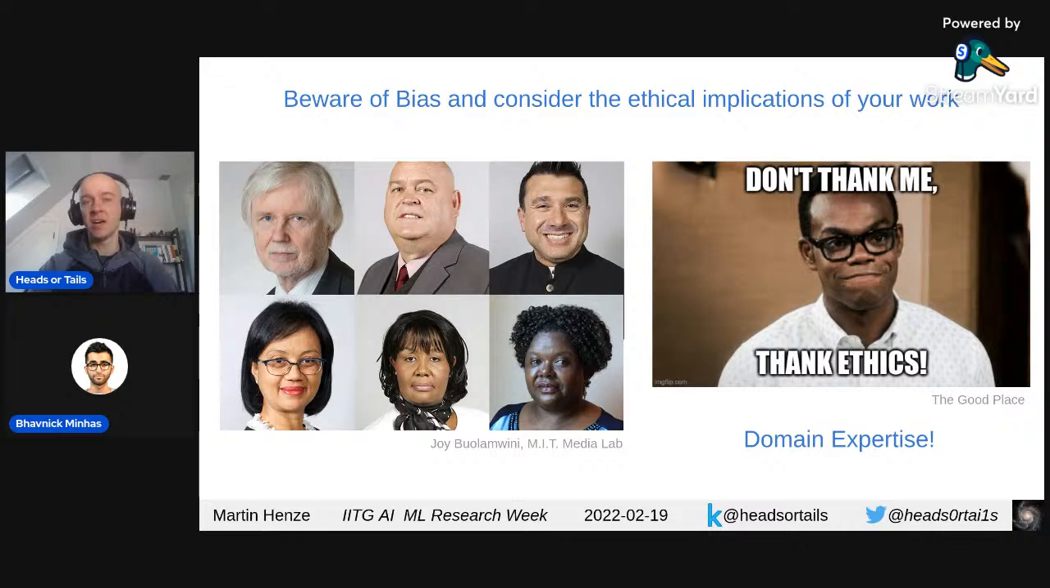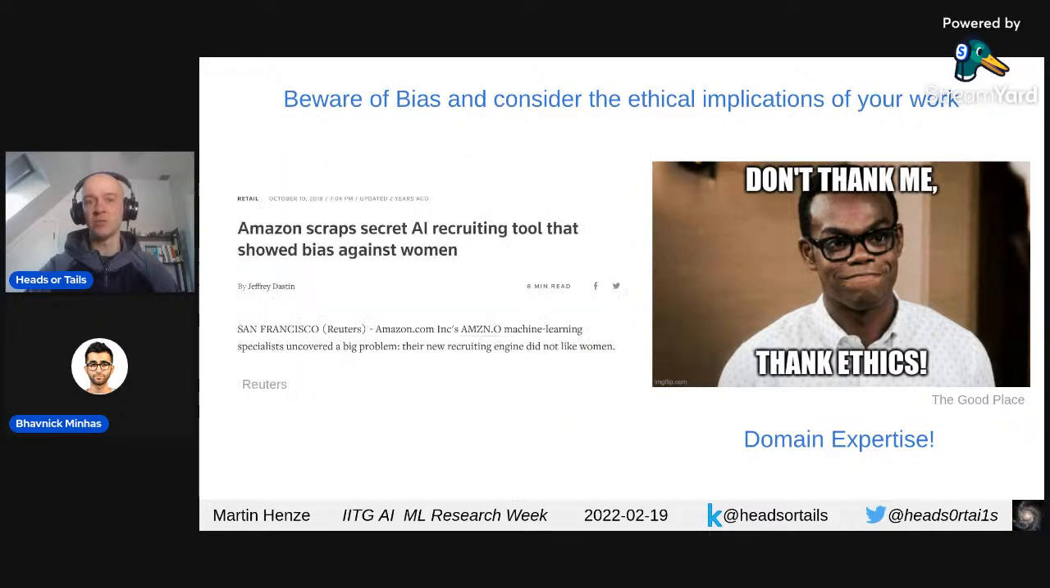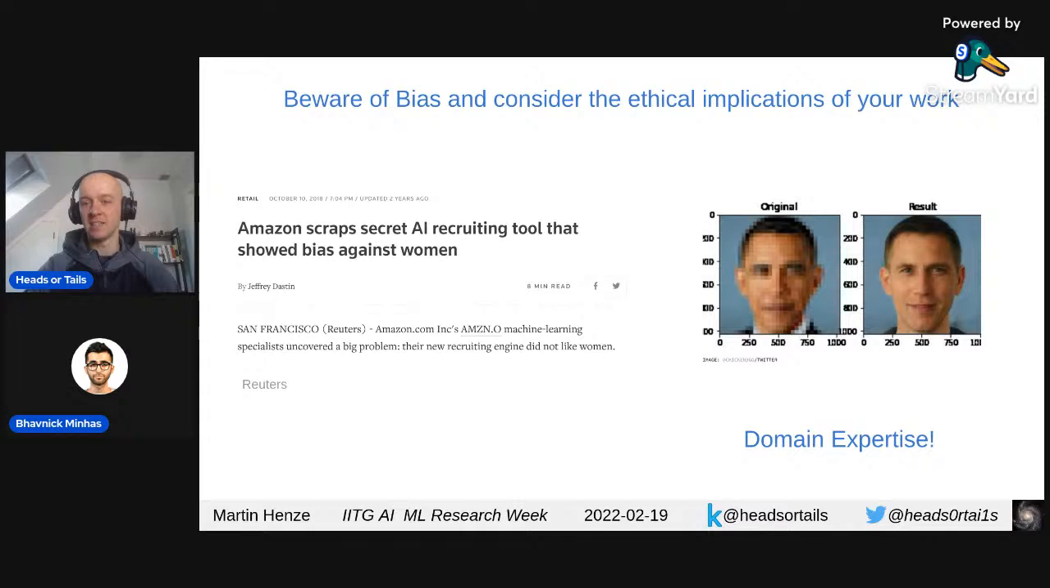And these examples of bias are numerous, right? You can find them frequently in the news cycle. You can find them frequently in anything that comes up, like recruiting tools that show bias against women or other parts of society, like this infamous de-blurring tool that turned a picture of the US President Obama into the picture of just a generic white guy.